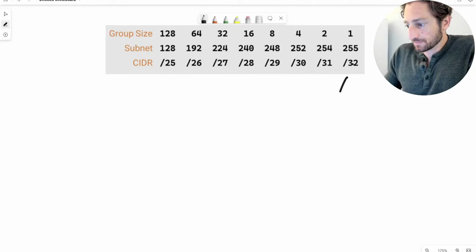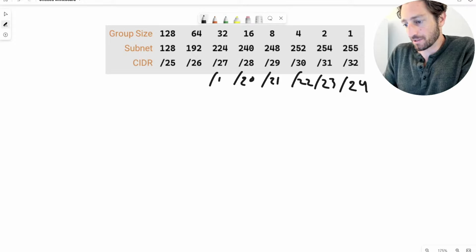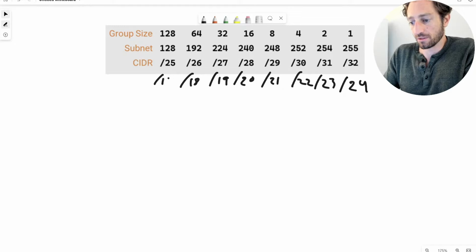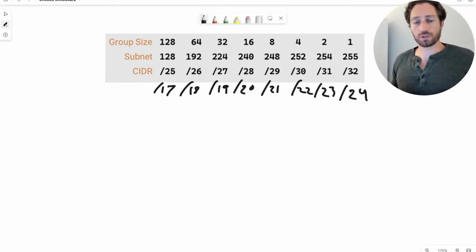So /24, /23, /22, /21, /20, /19, /18, /17. Okay, so that's all you really have to do to extend this to solve the third octet problem.